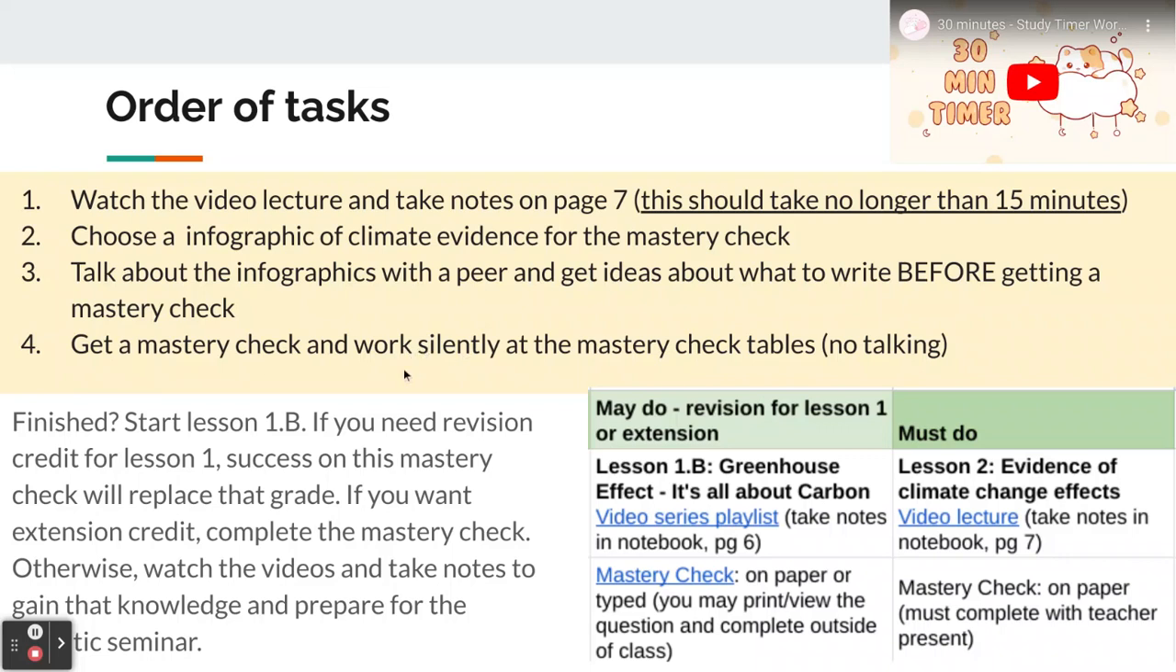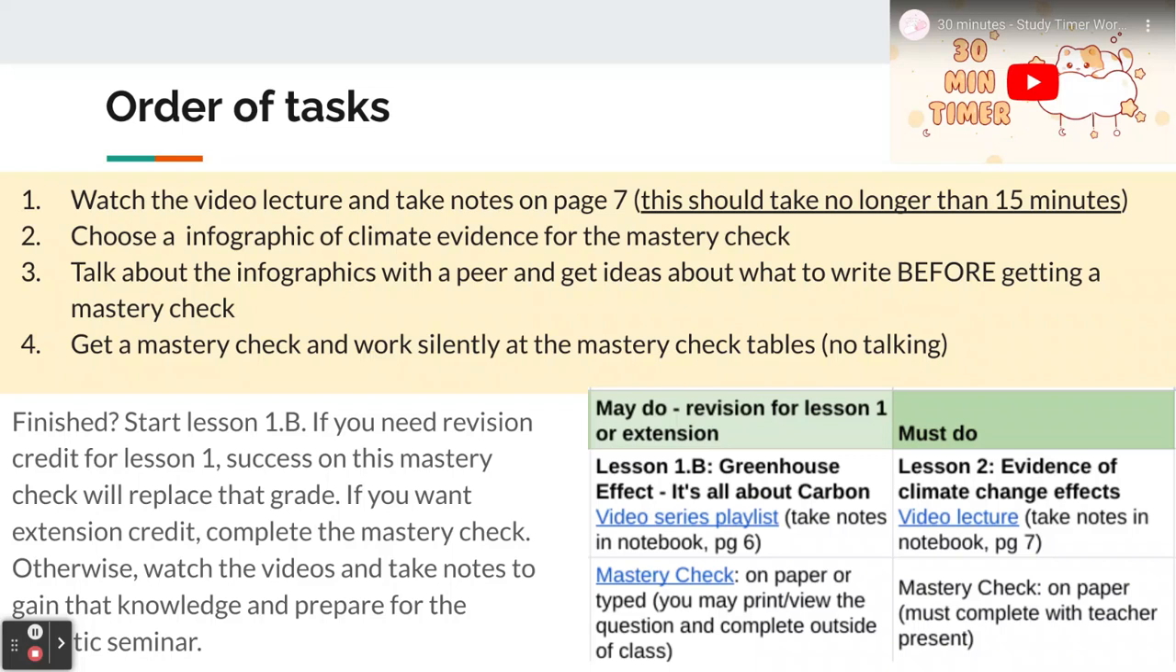All right, go get a pink mastery check from the substitute. And then I'd like for you to work silently on the mastery check. I would like for folks that are working silently, who have the pink papers, to be at a different table than anybody who's talking through those infographics. So set it up in the room to where there's some tables that are for mastery checks and others that are for discussing the infographics.